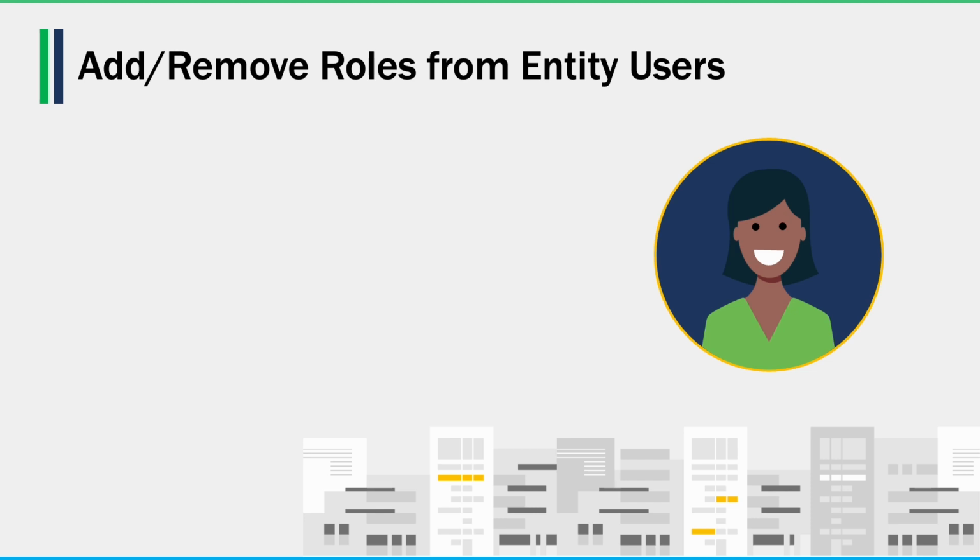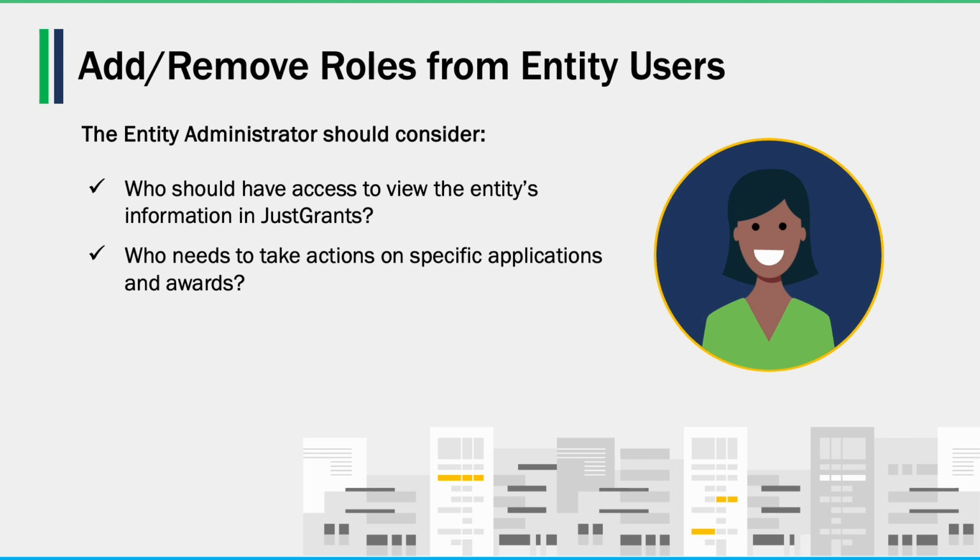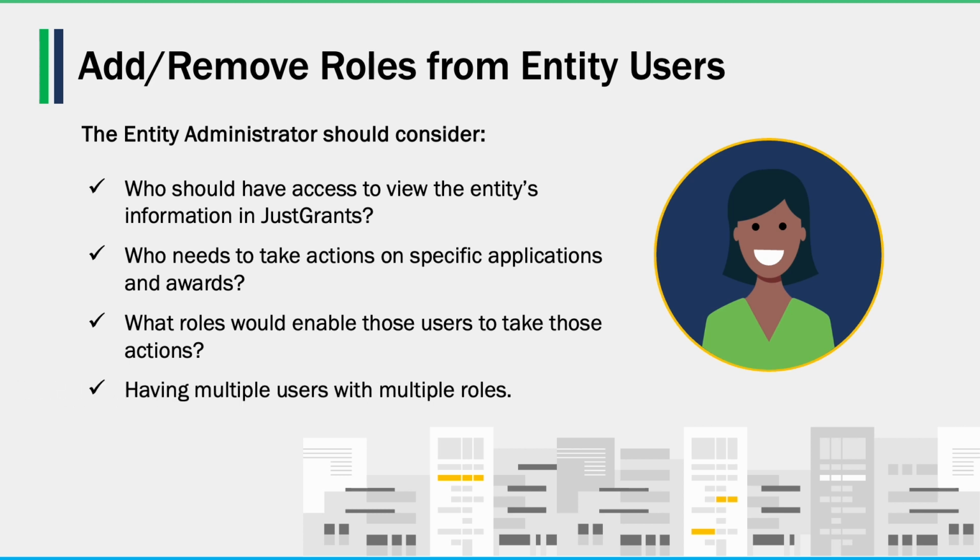When adding and removing roles for users in Diamond, the entity administrator should consider a few things. Who should have access to view the entity's information, applications, and awards in JustGrants? Generally, all entity users can view all entity information, aside from a user who only possesses the application submitter role. Who needs to take actions on specific applications and awards? What roles would enable those users to take those actions? It's a good idea to have multiple users with multiple roles who can quickly receive reassignments in JustGrants during staff absences and changes.